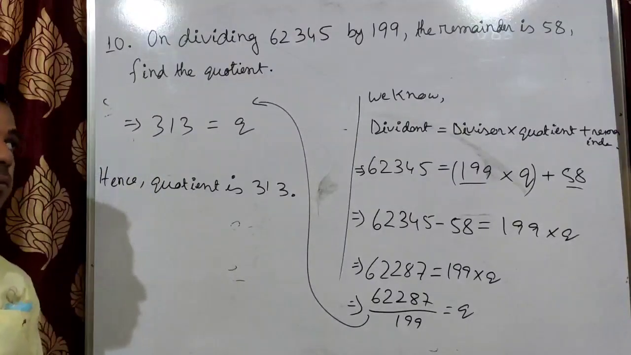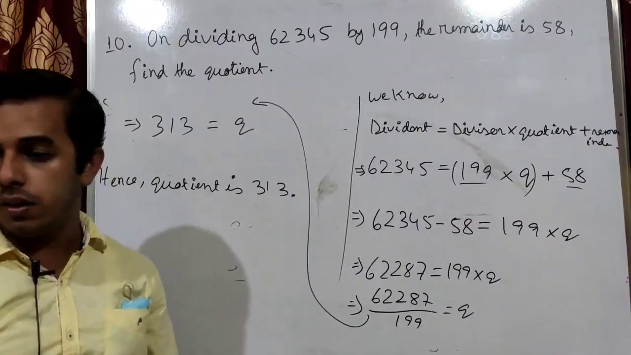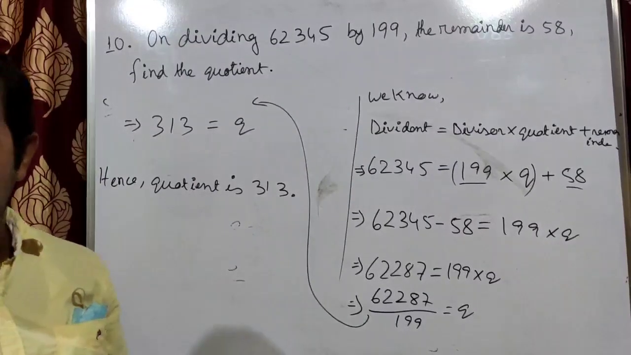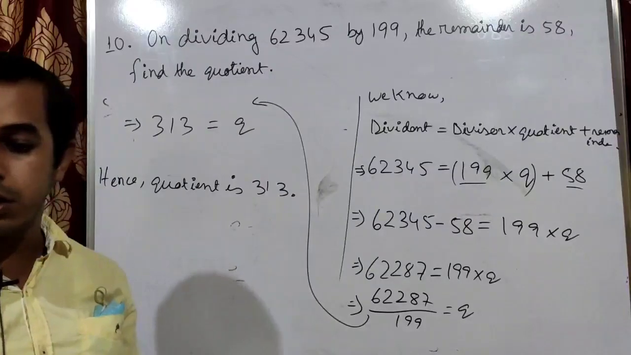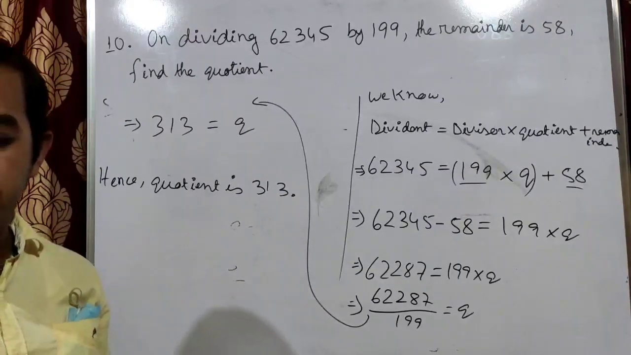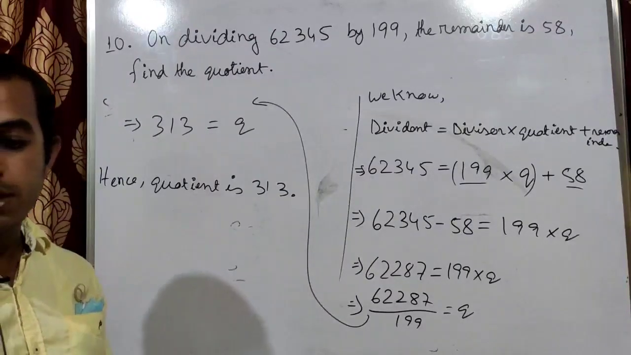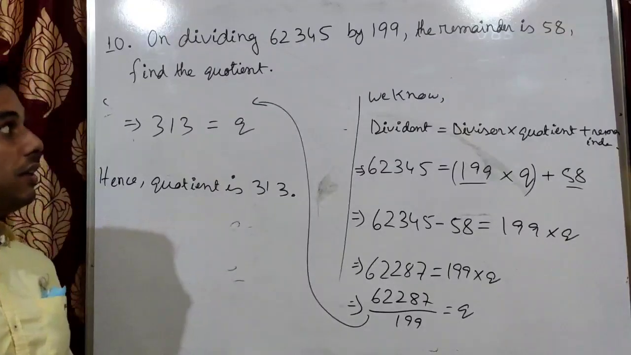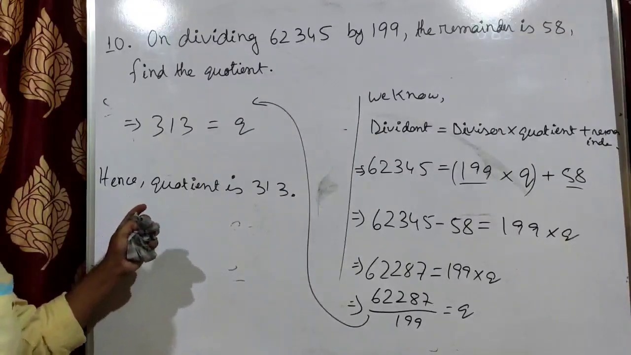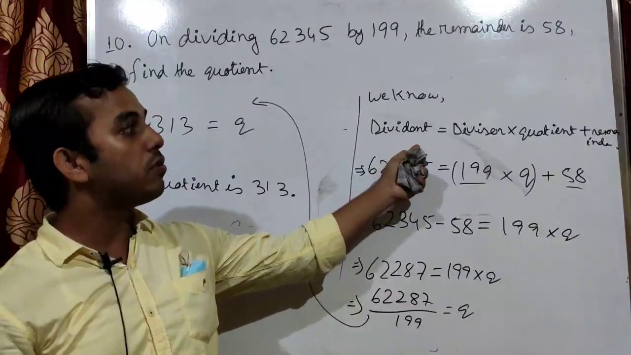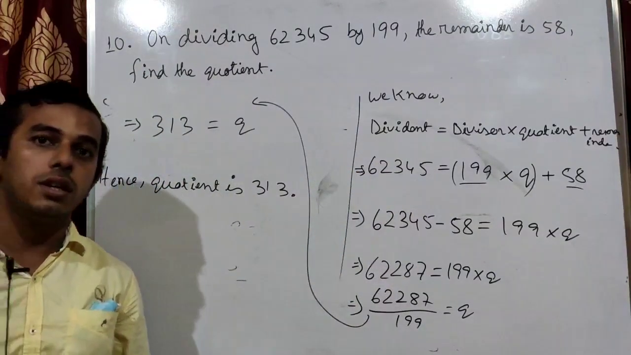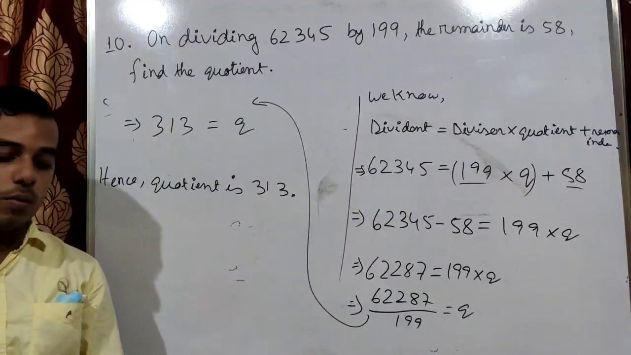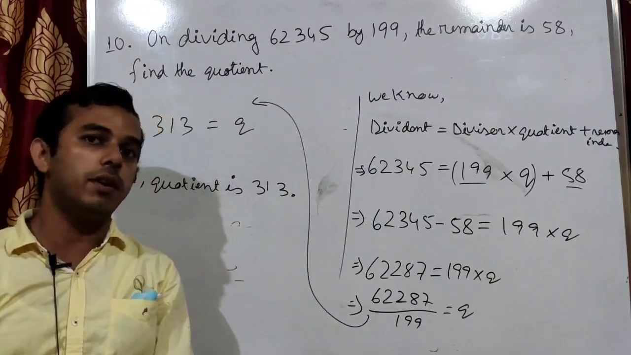So now our next question is question number 11. This question is also the same, right? The number 34,567 is divided by 92. If the remainder is 67, find the quotient. Same thing here, we also use this formula. By using this formula, we can easily find out. So this is your homework. You try once, and if you can't, I will solve it in our next class.